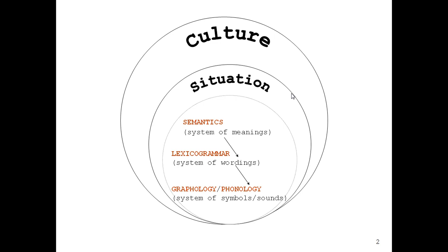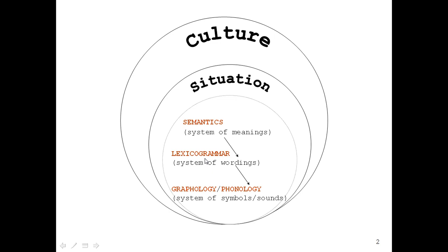Now, you see at the center, in the central circle, these are three circles which touch each other. In the central one, we have semantics, the system of meanings, lexicogrammar, the system of wordings, and finally, graphology and phonology. What are these? These are what we call in functional grammar, following the linguist Hjelmslev, strata. This is stratification. These are the strata across which language is articulated. And the central stratum is lexicogrammar.